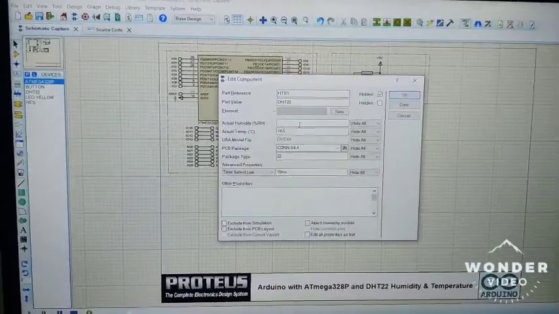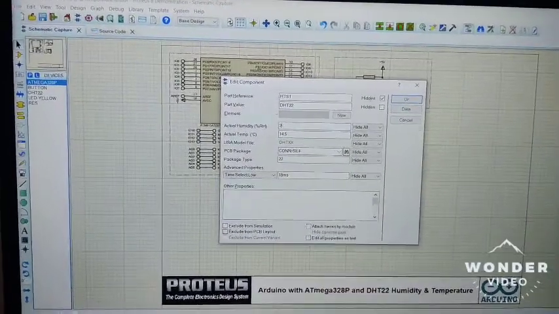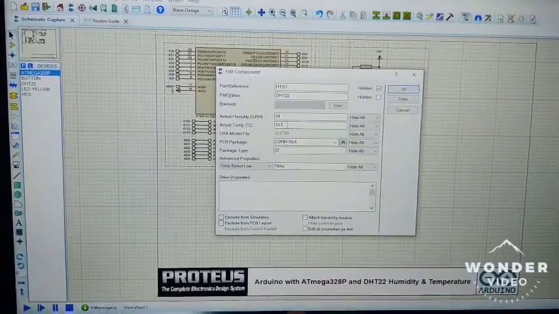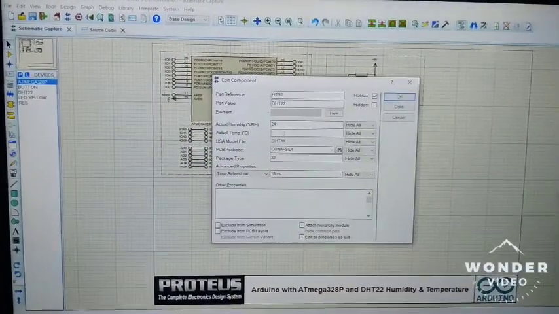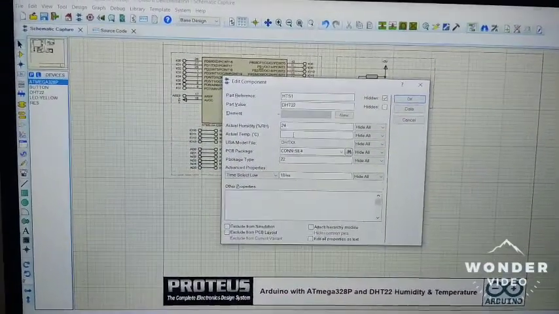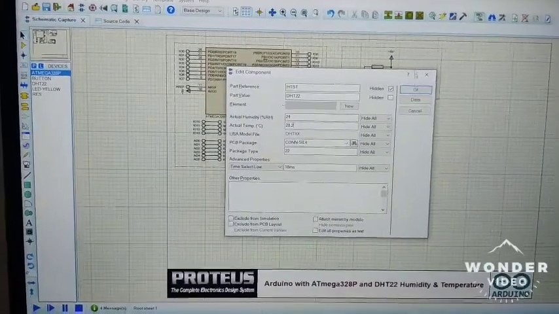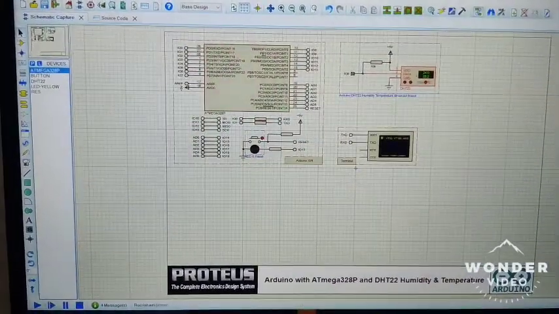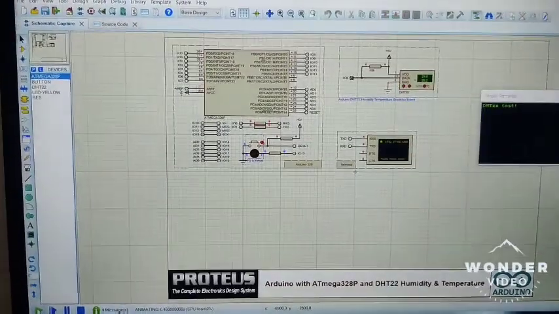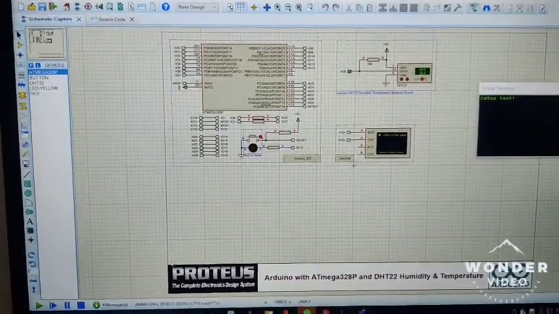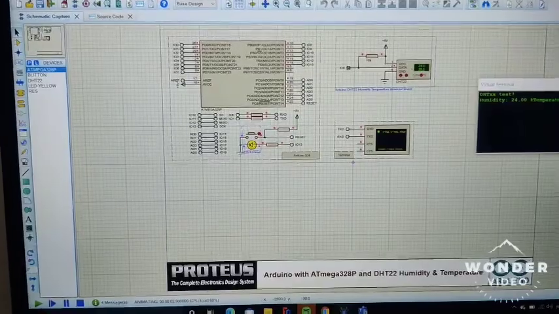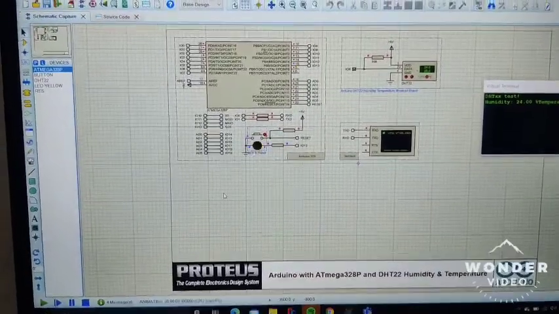Our next condition is humidity less than 25% and temperature greater than 28 degrees. And again run the simulation. This condition is also satisfied.